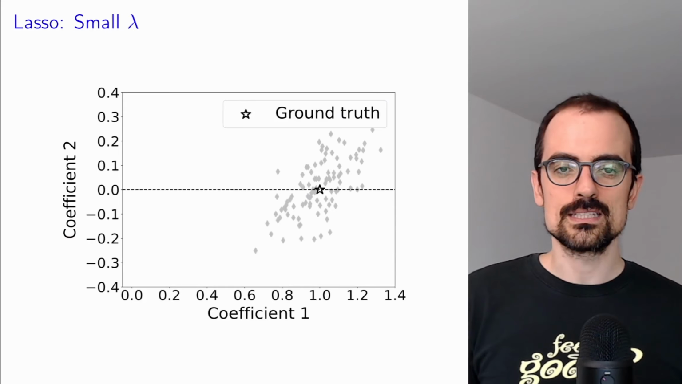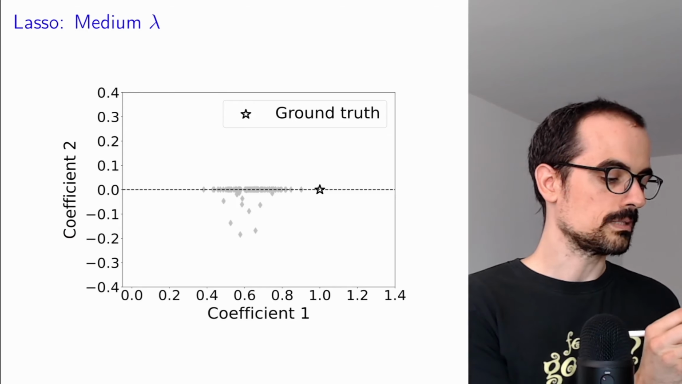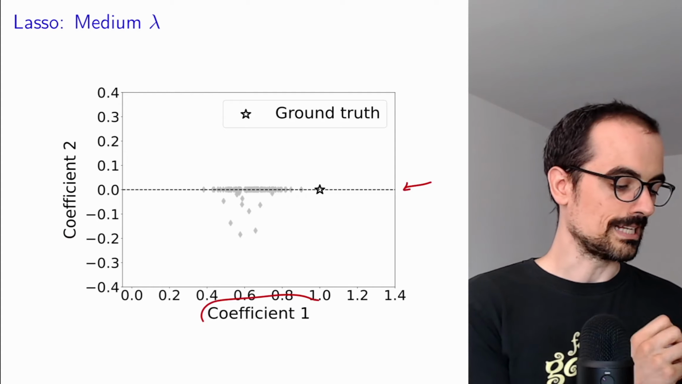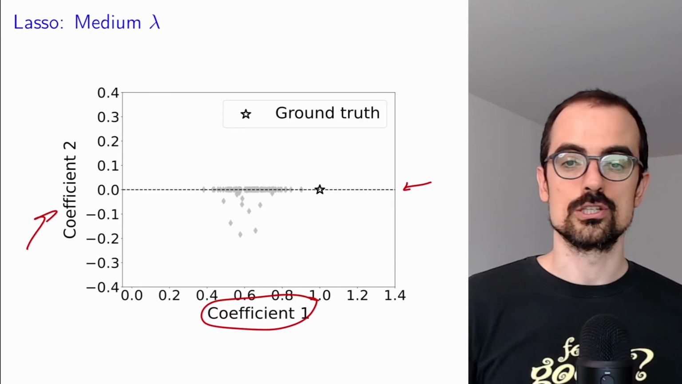If we do that for our simulated data, we start pushing the regularization parameter up so that the regularization takes effect, and boom, it works. Most of the coefficients are sparse, and they correctly identify that it's coefficient 1 that is actually linearly connected to the response, and coefficient 2 is not.